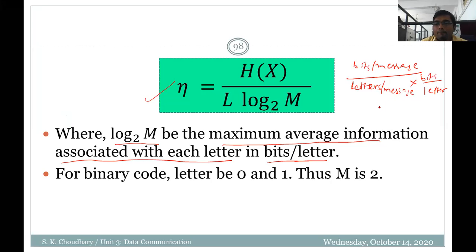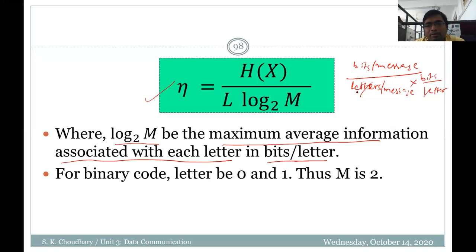So in this way you can see that eta would become unitless now. So letters would be cancelled, bits upon message, bits upon message will cancel out. Okay. So in this way you can say this is the perfect formula for finding out the code efficiency. But otherwise, in the previous formula, if you have not taken the term of log base 2 M, at that time it would be difficult to justify that eta is a unitless quantity.